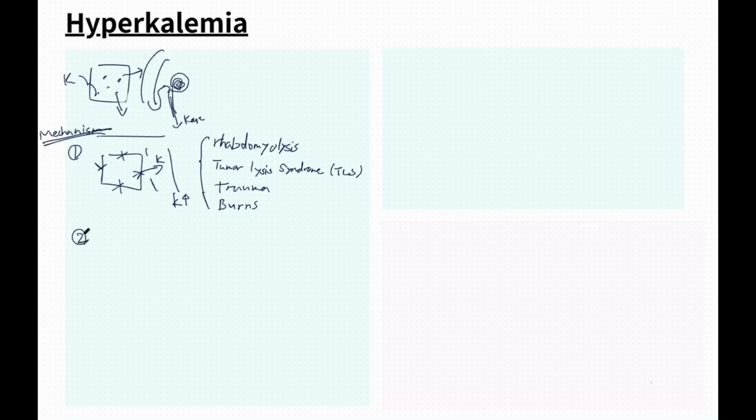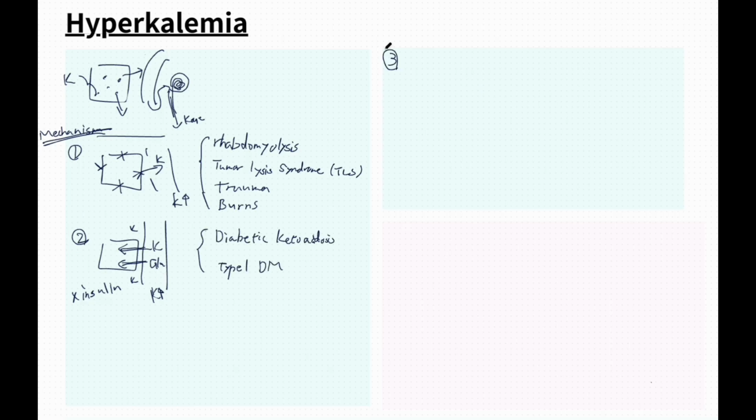Another important mechanism is impaired potassium shift into cells. Under normal circumstances, insulin promotes potassium entry into cells with glucose. When insulin is deficient or ineffective, potassium remains in the extracellular space and accumulates in the blood. This explains why hyperkalemia is commonly seen in diabetic ketoacidosis or in patients with severe insulin deficiency such as those with type 1 diabetes. The third major mechanism is reduced renal excretion.